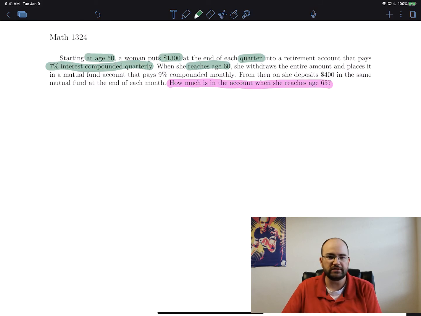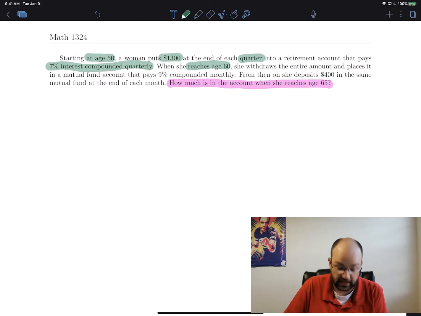Okay, so what we want to do is figure out from this information how much money she accumulated from age 50 to age 60. That's what we need to know first. That's only the first step here.